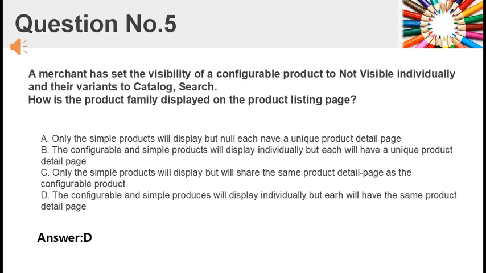A merchant has set the visibility of a configurable product to not visible individually and their variants to catalog, search. How is the product family displayed on the product listing page? A. Only the simple products will display but each will have a unique product detail page. B. The configurable and simple products will display individually but each will have a unique product detail page.